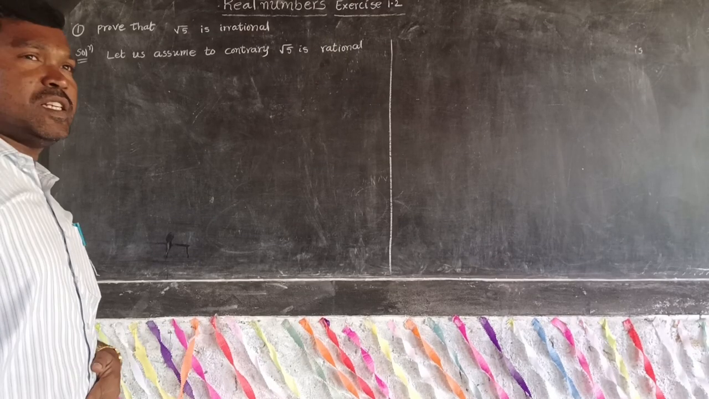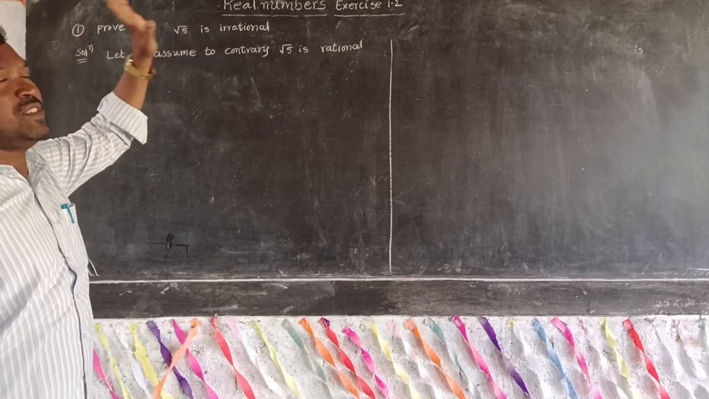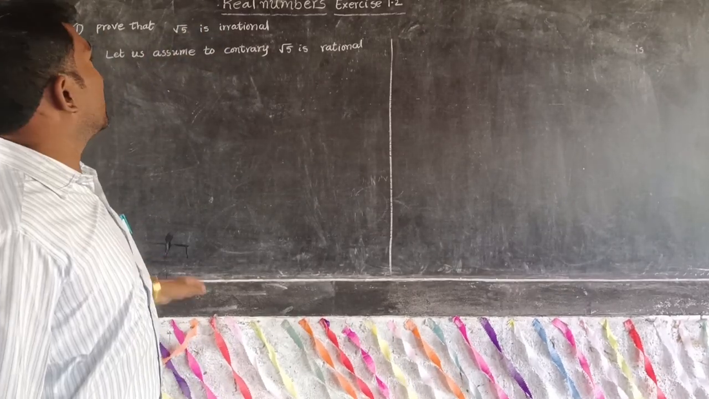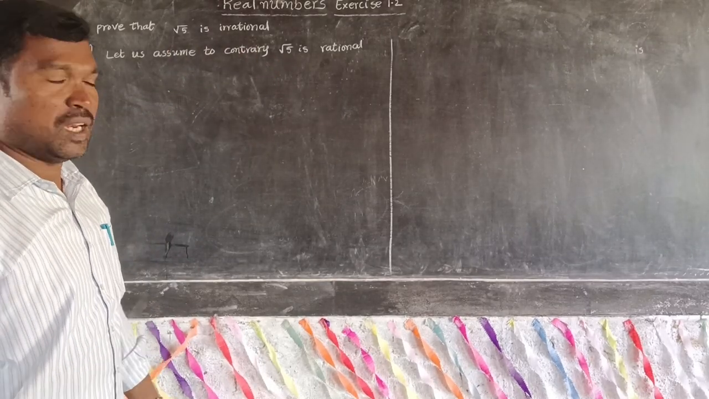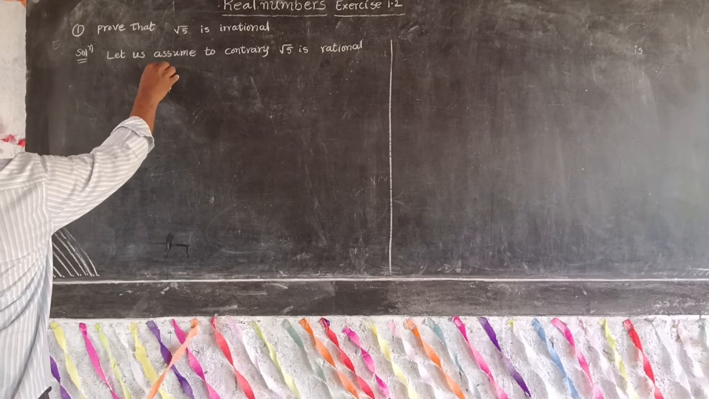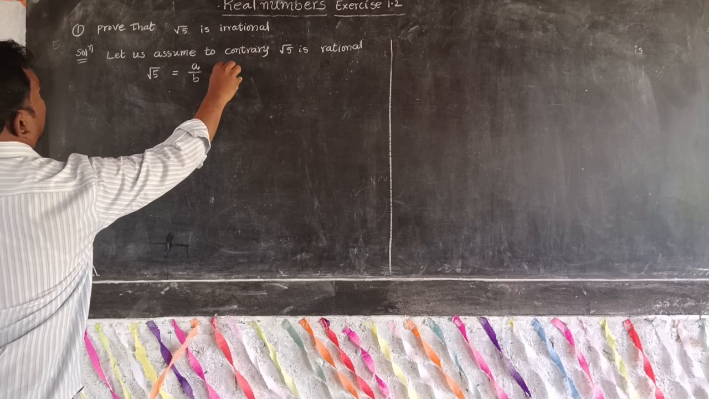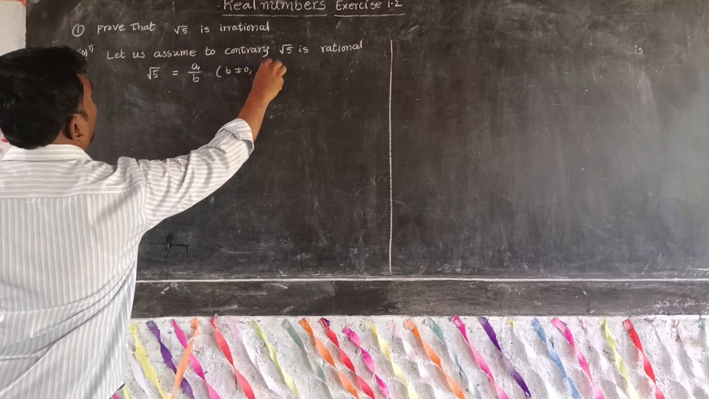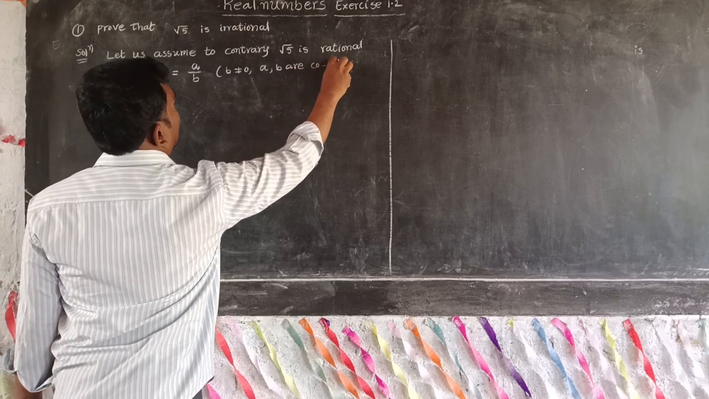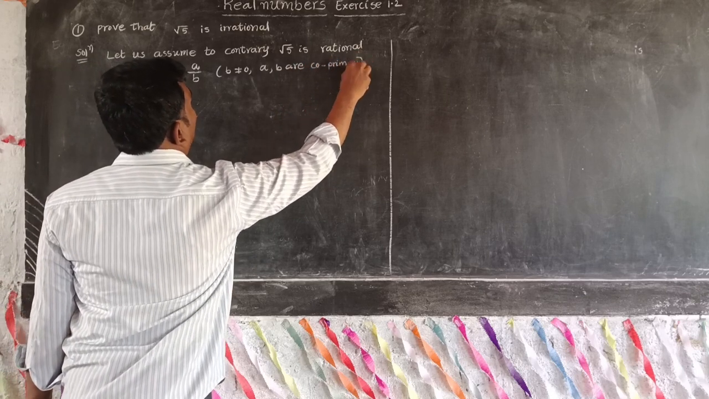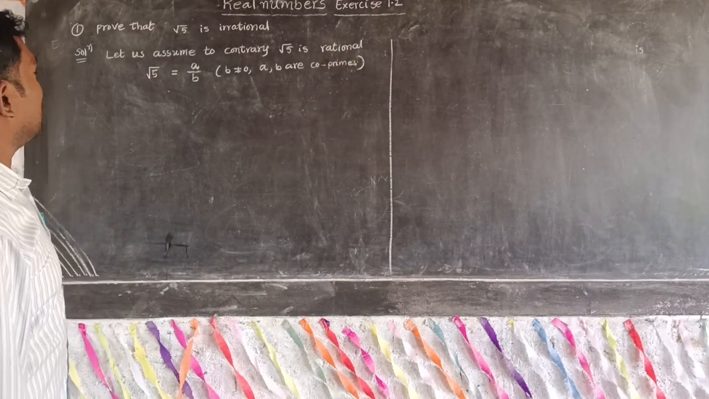Next one, exercise 1.2. First problem, prove that root 5 is irrational. Here also same method, let us assume the contrary. Root 5 is rational. That means root 5 equals A by B, B is not equal to 0, and A, B are co-primes. Co-prime means A and B have only one as the common factor.